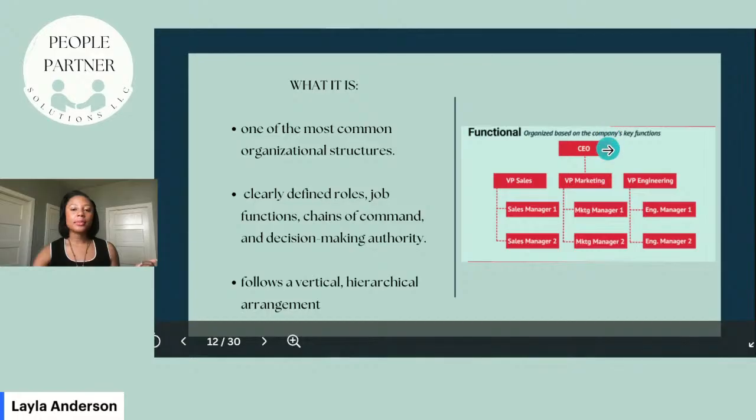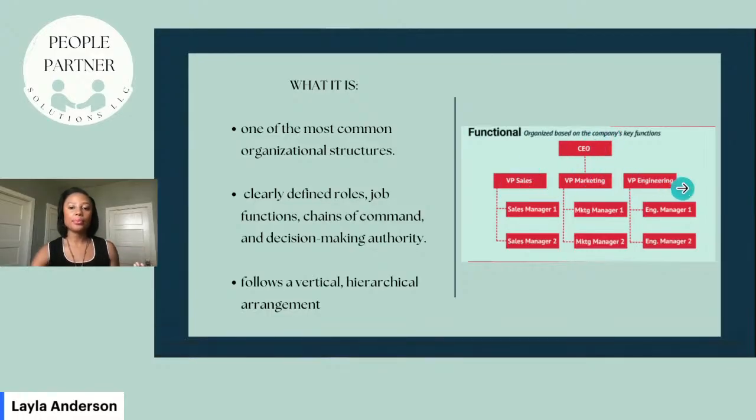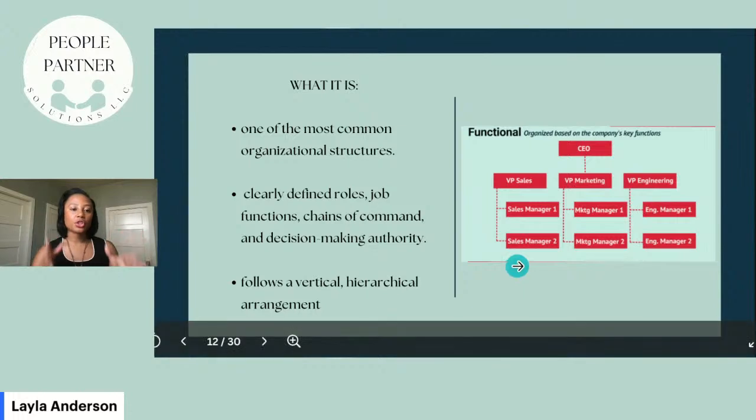So, as you can see from the top, the CEO is clearly in charge of the VP level. And each VP of sales, marketing, and engineering, they're all in charge of their functional department. Sales managers report directly to the VP of sales, marketing managers report directly to the VP of marketing. It's very clear who's in charge of who.